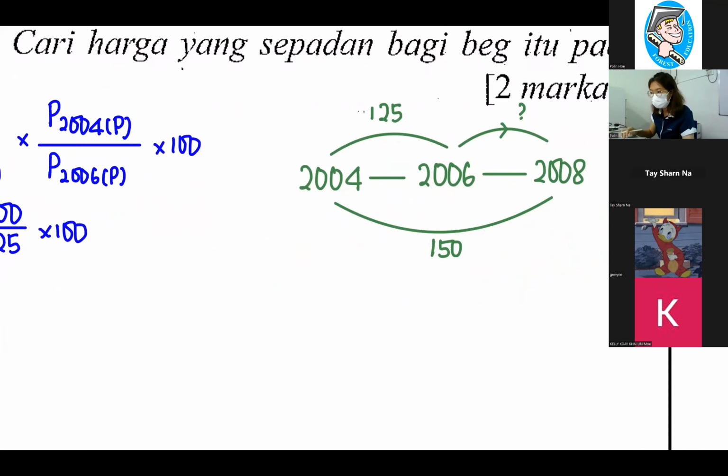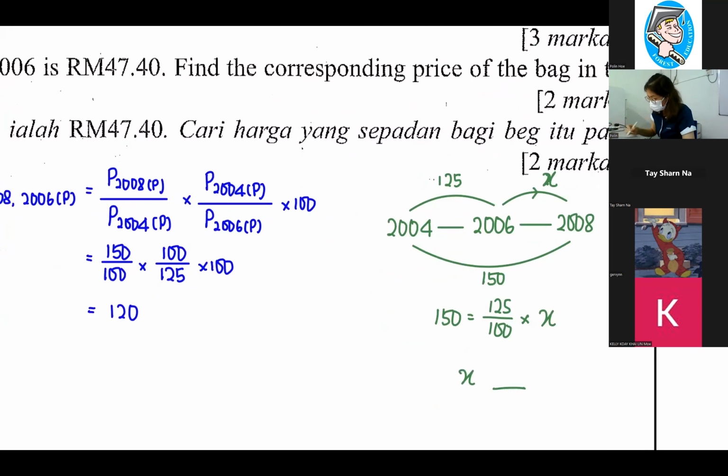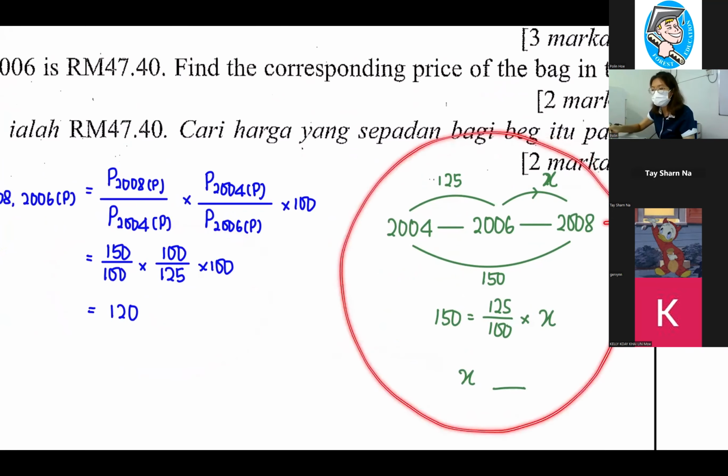So now how will your teacher write? Your teacher will write 150 equals 125 over 100 multiplied by, usually they call it x, and they find the value of x. Same thing, exactly the same. The final calculation will be exactly the same, but you need to know how to turn the brain. And this is not safe to me. Even though your textbook also uses this method.